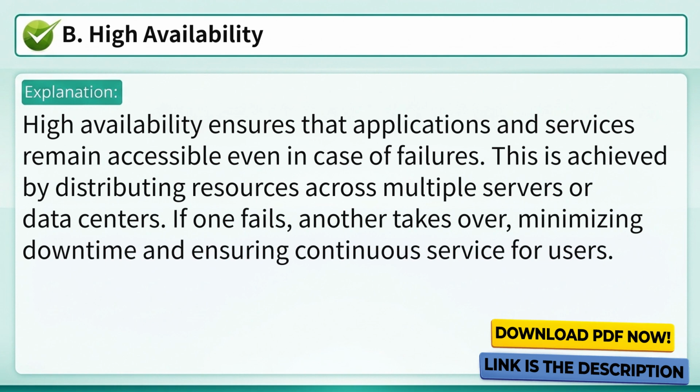High availability. Explanation. High availability ensures that applications and services remain accessible even in case of failures. This is achieved by distributing resources across multiple servers or data centers. If one fails, another takes over, minimizing downtime and ensuring continuous service for users.